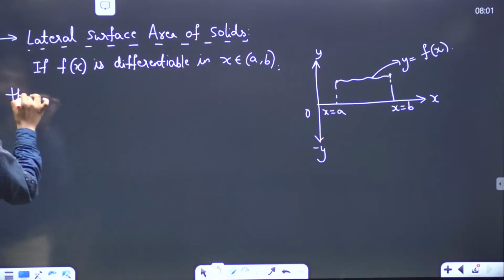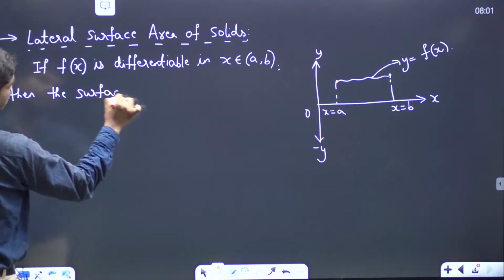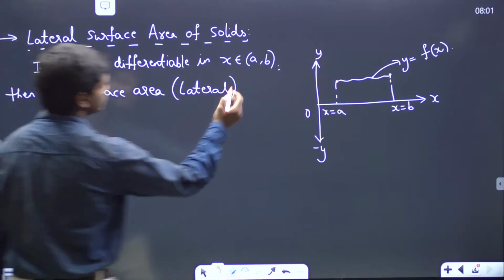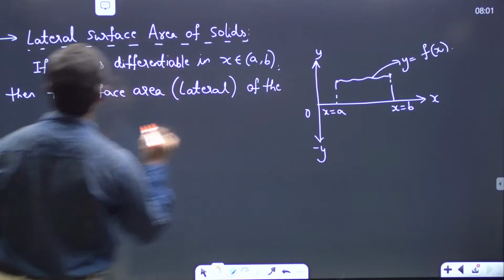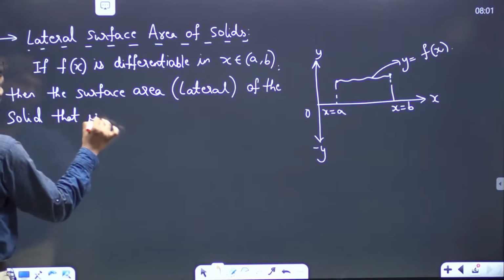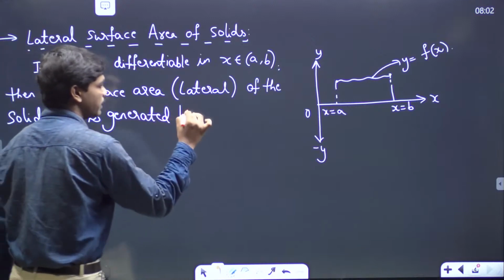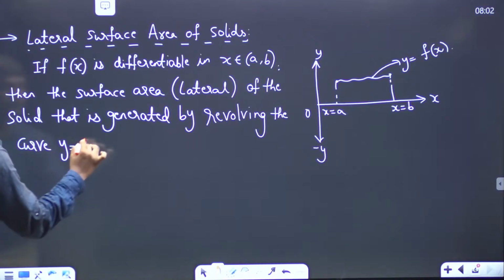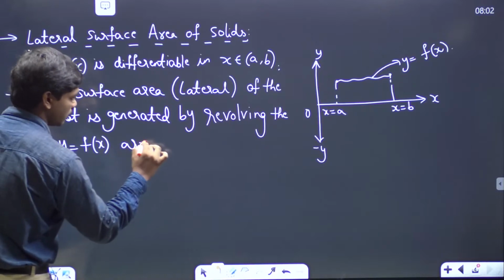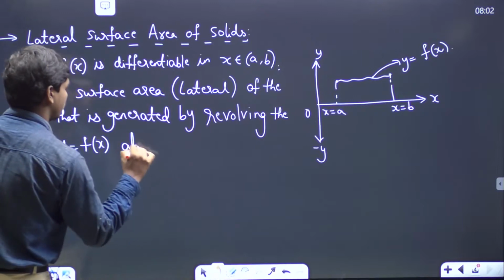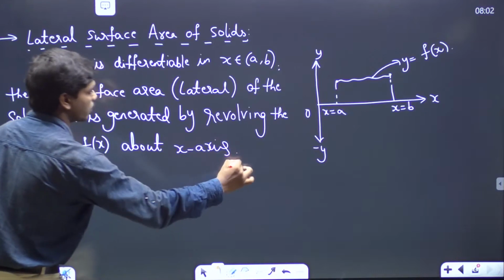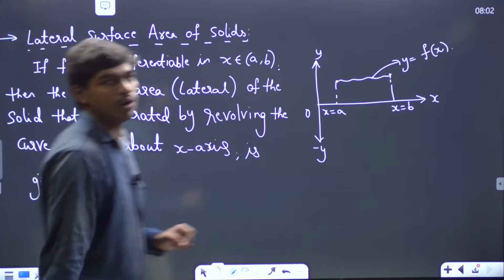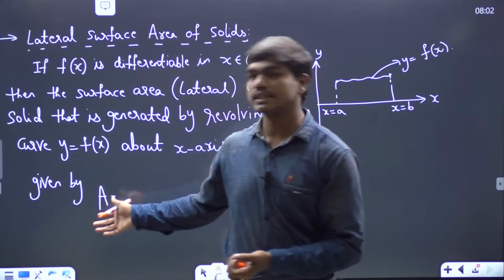Between x is equal to a to b, the surface area, in bracket you can put lateral. Lateral is the surface area of the curved part basically. So the surface area of the solid that is generated by revolving the curve y is equal to f of x about the x-axis is given by A is equal to, now we'll see what this formula is, okay? We'll see basically what the formula of integration is for getting the lateral surface area of the solid.